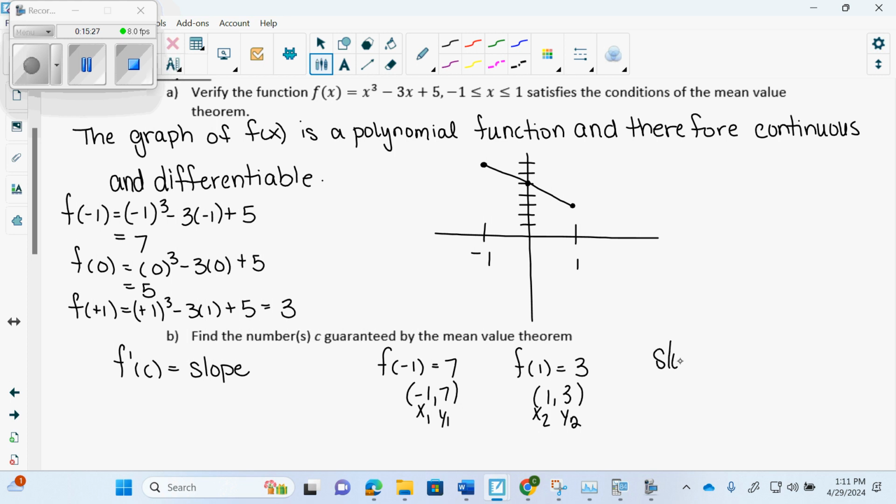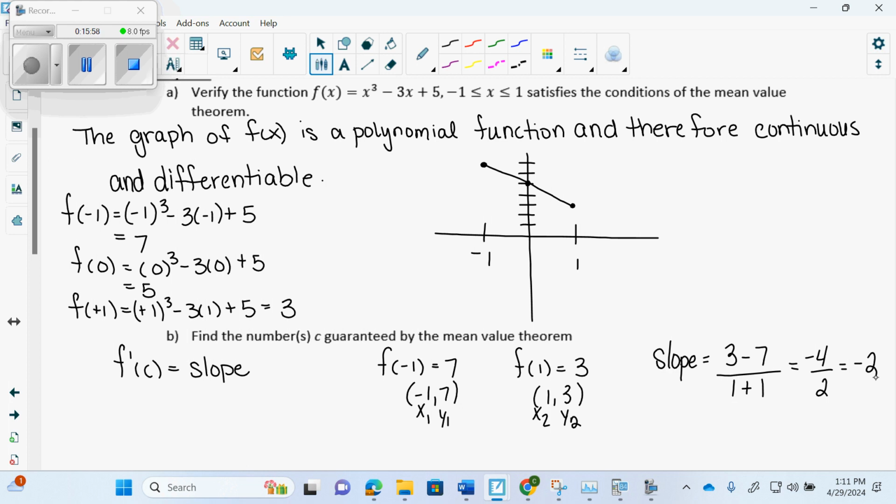What is slope? y2 minus y1, 7, over x2, which is 1, minus negative 1. So it's going to be negative 4 over 2, which is negative 2. Do we agree that the slope between those endpoints is that? Have you learned anything new at this point? It's grade 10 slope between two endpoints, right? That's all I did?